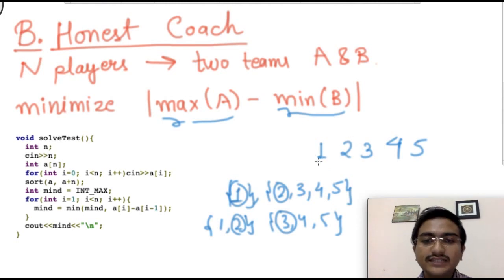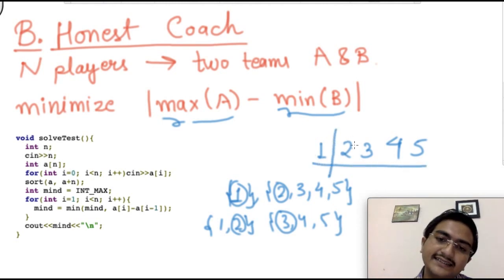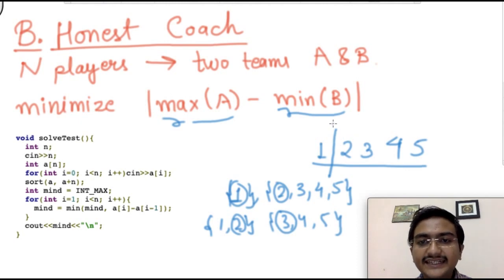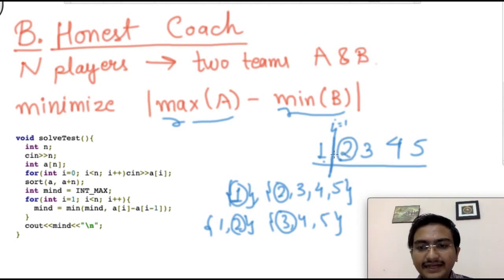So what I thought to do is sort the array and then place a separator at any position, trying to put a separator between two numbers such that I minimize the difference. If I put a separator here, the minimum element of team B will be just the right element of that separator, and the max element of A will be the left element of this separator.